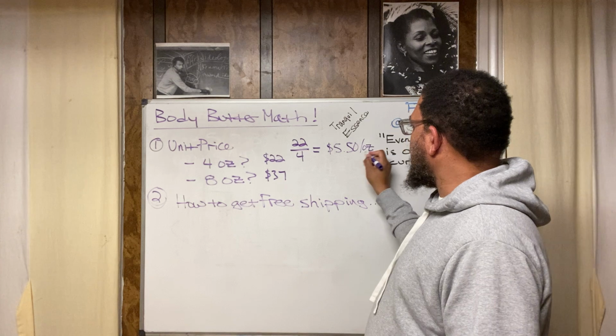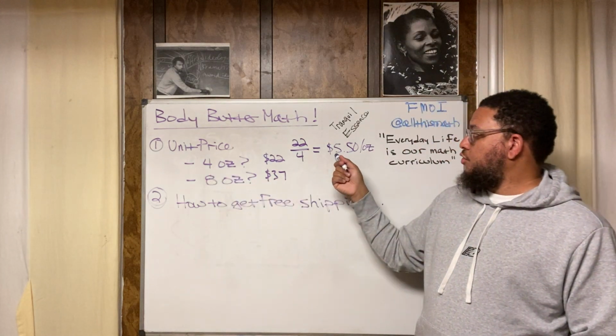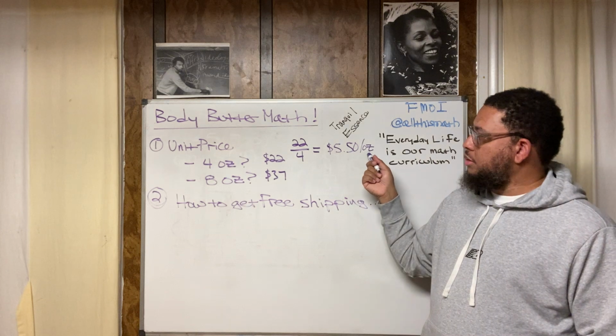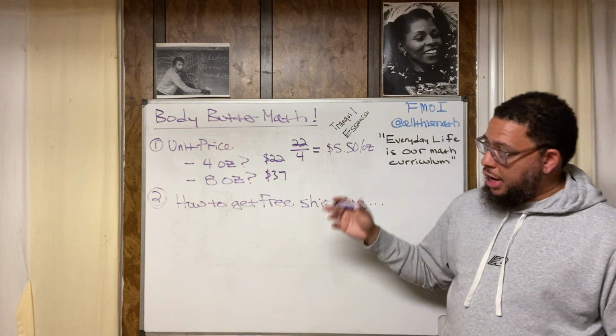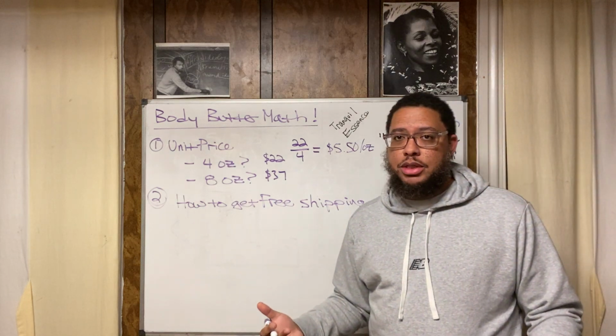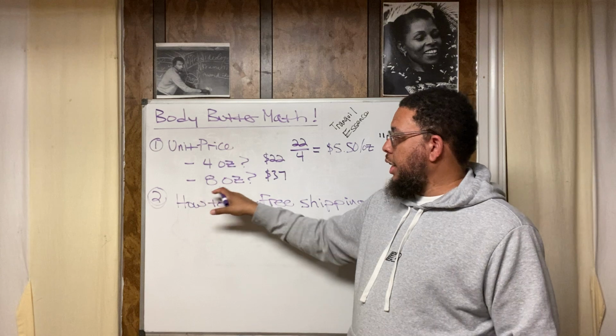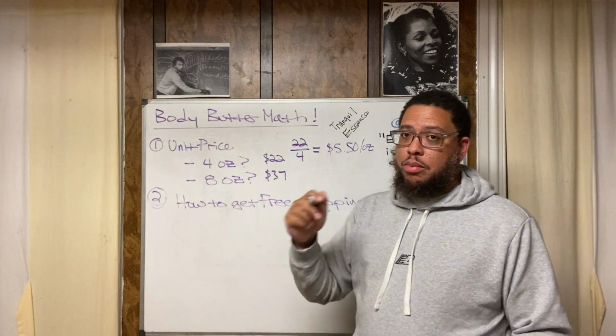$5.50 per ounce. OZ stands for ounce. So that means the unit price for this size container is $5.50 per ounce. All right. So that's the unit price for that. Now let's compare because we want to comparison shop, because it might make more sense to get an 8-ounce container, especially if you like the scent, right?